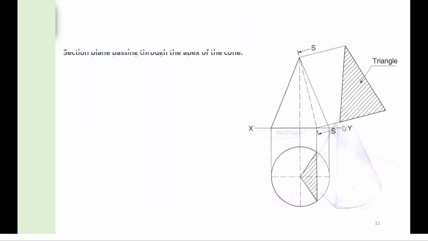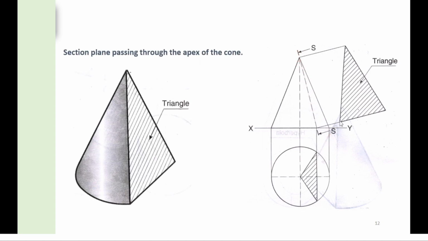Now if the section plane is passing through the apex of the cone, here the section plane is passing through this apex, so we cannot say that it is a curve, but it is one of the sections. If we cut this right circular cone with a plane passing through this apex, then we will have this triangle as a section.